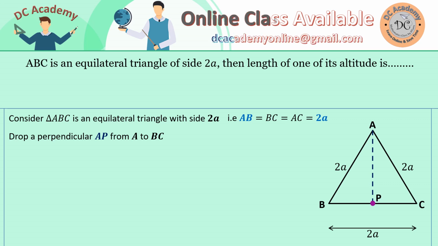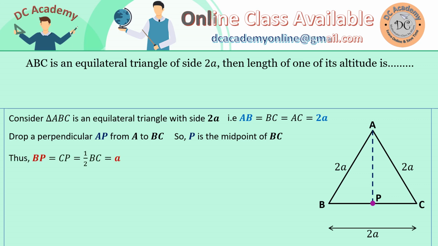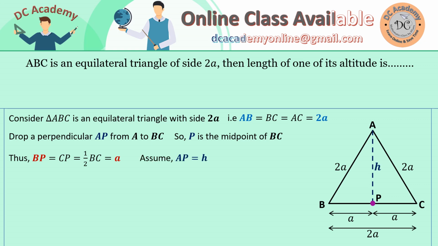Now it is obvious that P should be the midpoint of BC. That's a property of an equilateral triangle, or you can say an isosceles triangle. Now, as P is the midpoint, BP and PC must be equal to 1/2 of BC, and that's a. Now our aim is to find the altitude. So here the altitude is AP, and we need to calculate that. So we assume AP is equal to h.